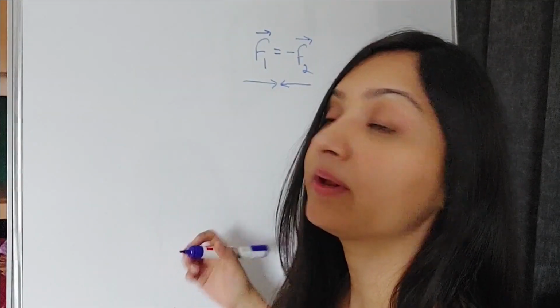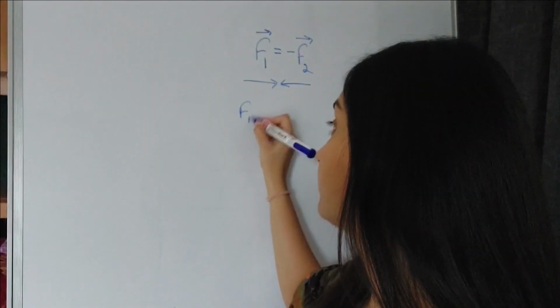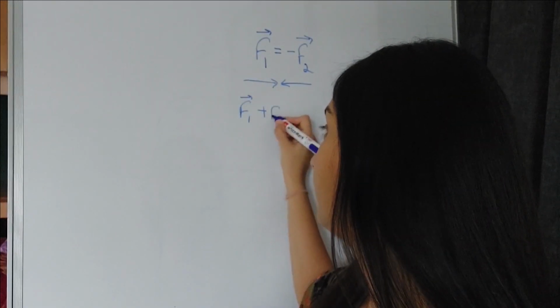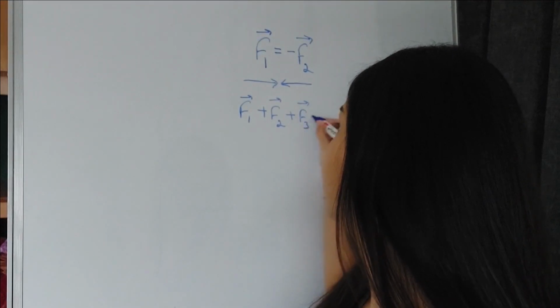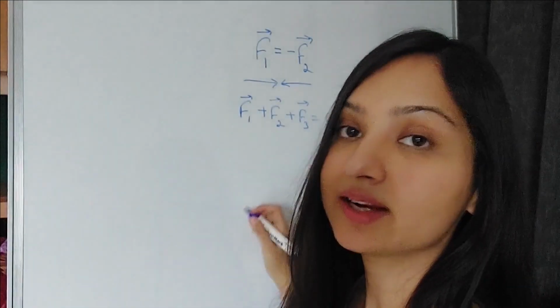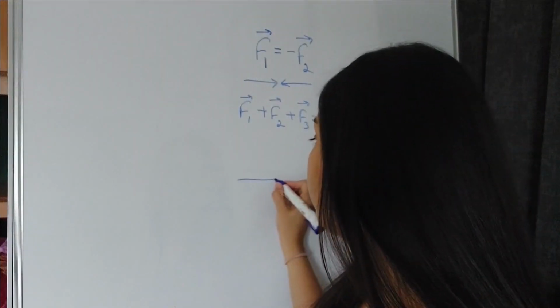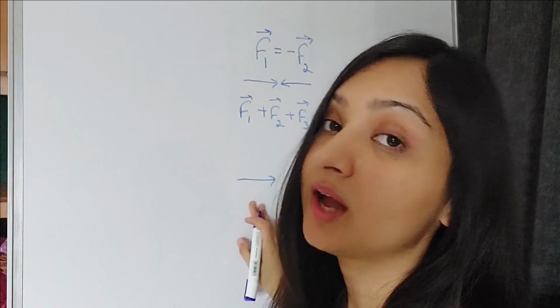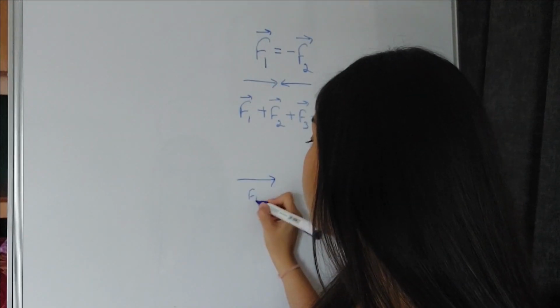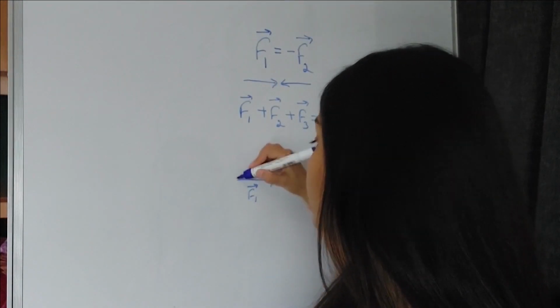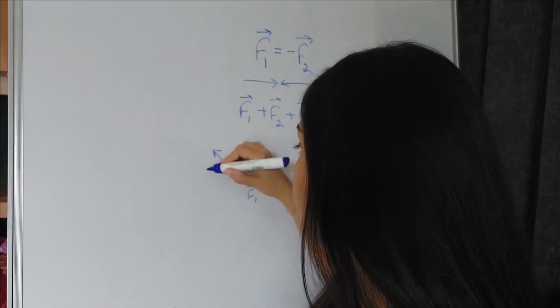Now when I talk about equilibrium under three forces, I write down this: F1 plus F2 plus F3 is zero. So what does that mean? First of all, I'll be taking the force F1 and another force, say F2, which can be along this direction.